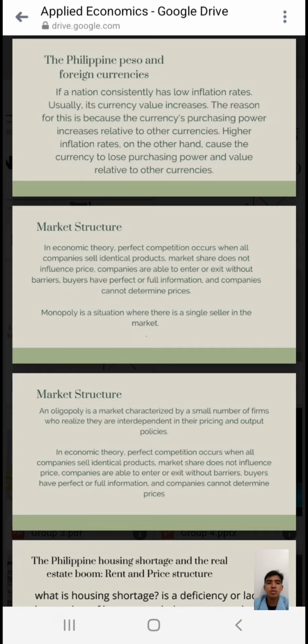Monopoly is a situation where there is a single seller in the market. An oligopoly is a market characterized by a small number of firms who realize they are interdependent in their pricing and output policies.